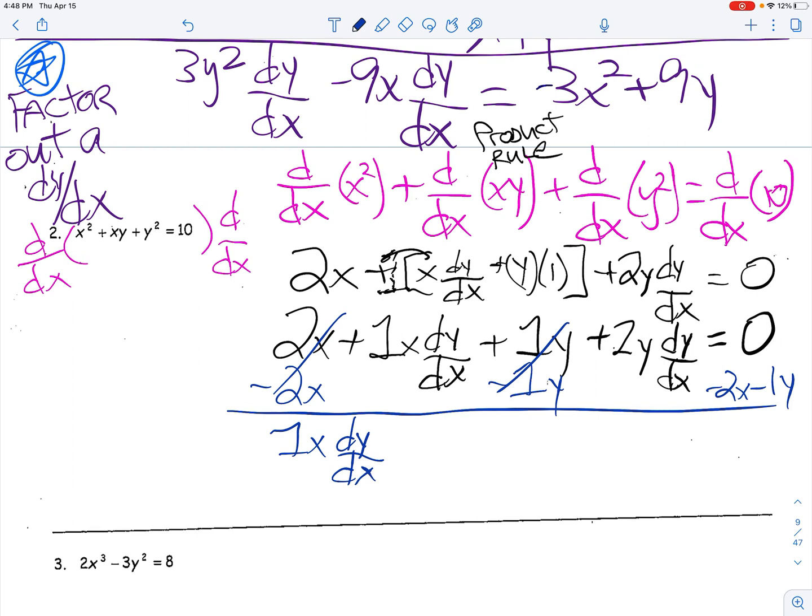Goes. I'm going to have now left over 1x dy dx plus 2y dy dx will equal negative 2x minus 1y.